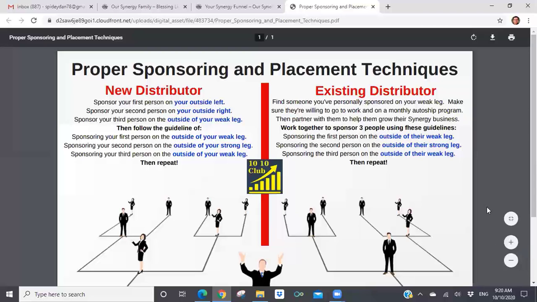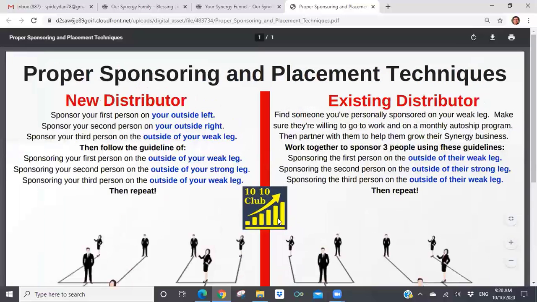So this graphic that we created, and let me blow it up just a little bit more if I can, there's a button for it. So let's look at a new distributor. Basically, we want that person to sponsor their first person on their outside left, sponsor the next person on their outside right, and then sponsor the third person on the outside of their weak leg, whatever that might be at that time. And then once they've got their first 3 in place, it's basically always working in groups of 3.